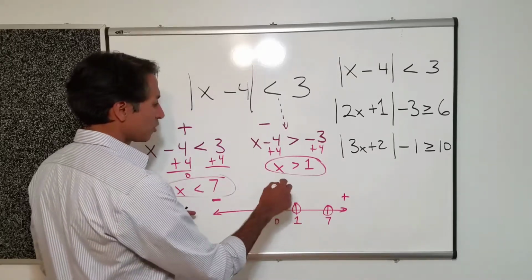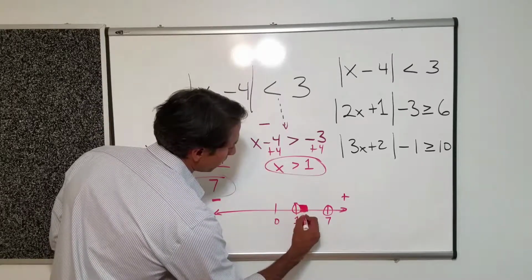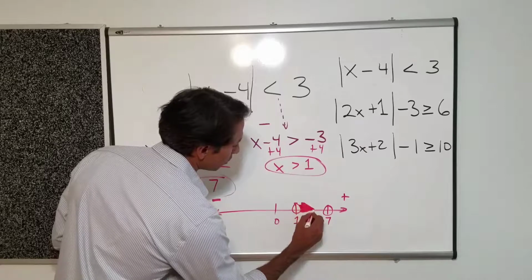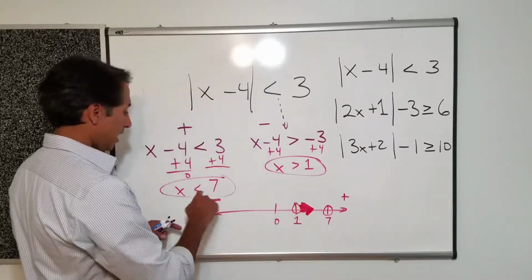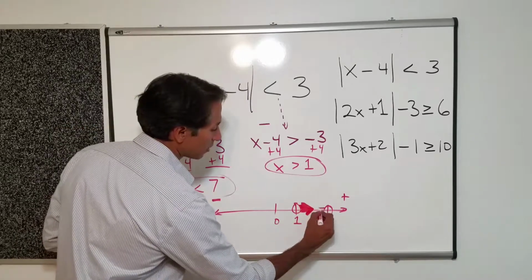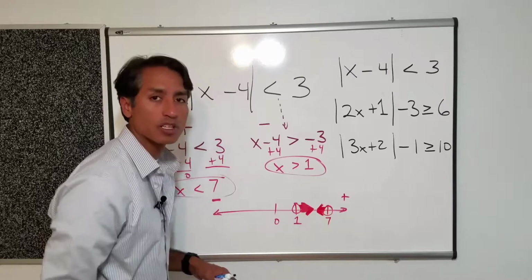So in this situation, we have x is greater than 1, okay? It's not equal to 1, so we can't shade the bubble. If you're not sure on shading the bubble, check out my other video on inequalities. And x is less than 7. So it looks like these two arrows are going to kind of run into each other.